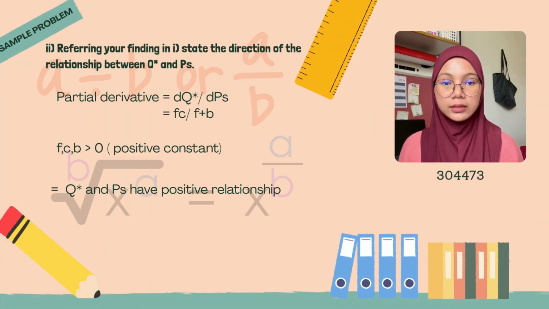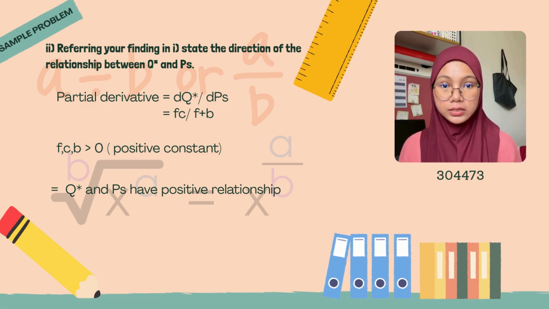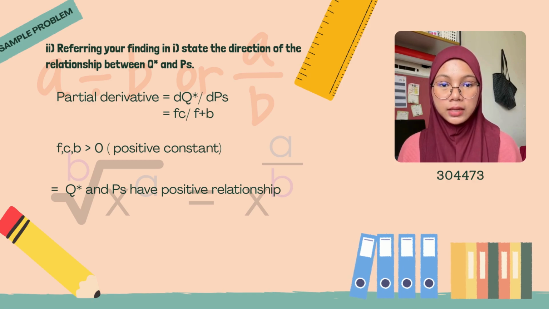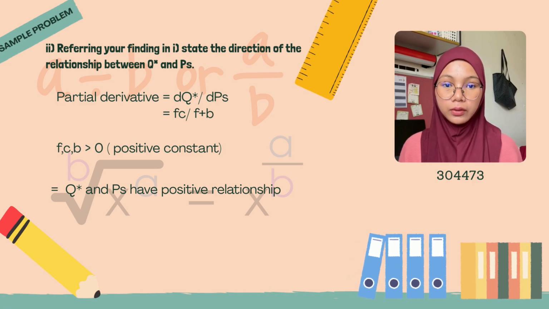Now let's move to the next question, second Roman. Referring to your finding in 1 Roman, state the direction of the relationship between Q star and PS. We look at the sign of the derivative we just found. Since F is greater than 0, C is greater than 0 and B is also greater than 0, we know that FC over F plus B is greater than 0. This means there is a positive relationship between quantity demanded Q star and the price of the substitute PS.